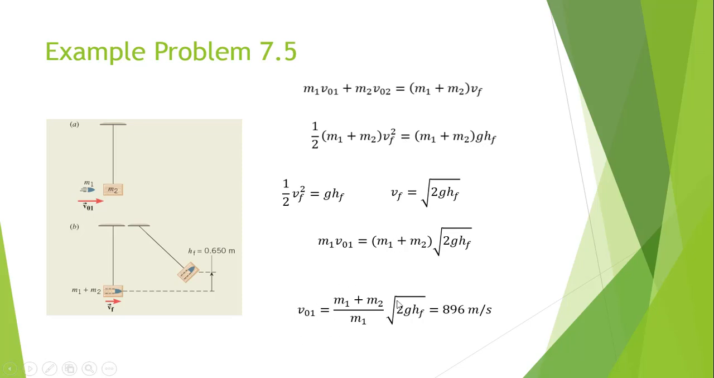If I plug in all the numbers that I knew from the previous problem, I get 896 meters per second is the velocity of the speeding bullet. This is one way that you can use to find the speeding bullet. The ballistic pendulum is a neat problem because it deals with conservation of energy after the collision and then conservation of momentum during the collision.